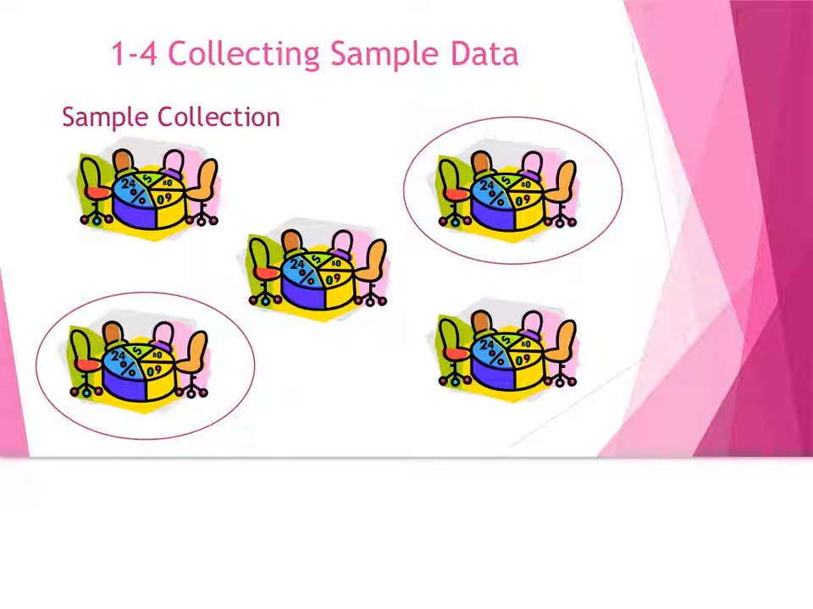Cluster samples are kind of the same idea, except they are physical groups. In this case, I have 5 physical groups. And then I choose, in this case, 2 of the tables. And everyone in the 2 chosen tables will then be my sample. So in a cluster, I divide into groups, then I pick a random couple of groups, and everyone in those groups is part of my sample.